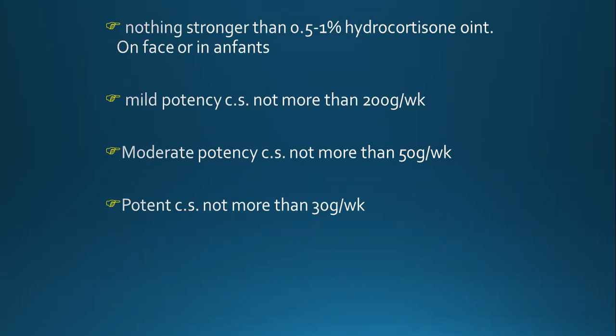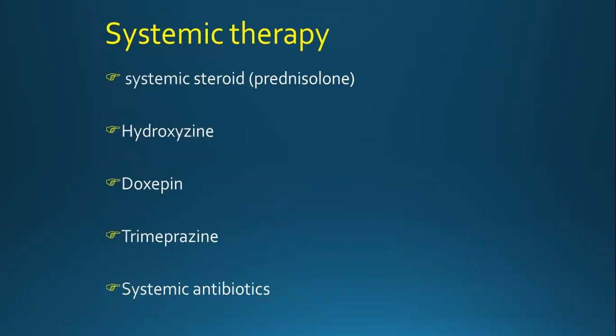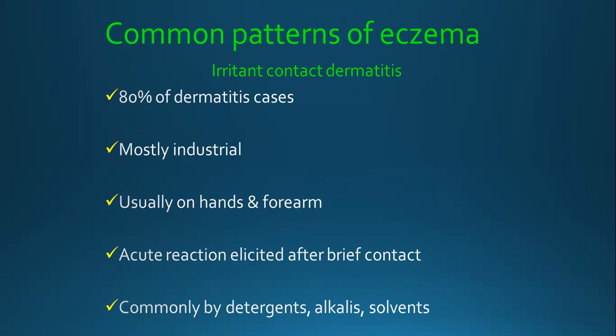Actually, it's very important to know that steroids are very good treatment agents for inflammatory diseases, but the quantity, the amount, the site, the age of the patient, and the severity of the disease all are important to take into account, which type of steroid is applied and for how long. Systemic therapy: systemic steroids, for example, prednisolone, hydroxyzine, doxepin, trimeprazine, systemic antibiotics. That is steroids, steroid-sparing agents, antidepressants, systemic antibiotics, anti-allergics. They all are used.